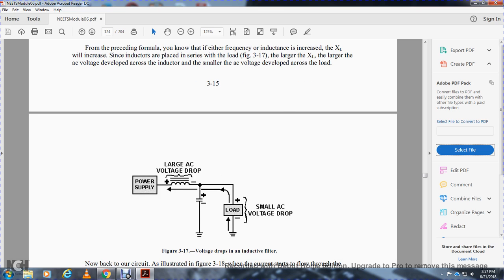Figure 317 shows the voltage drop of the inductor filter power supply. The AC voltage drop is across the transformer from positive to negative. The heavy inductor drops the AC, and the load drop is smaller than the AC voltage drop.